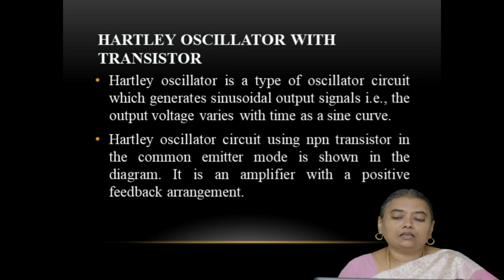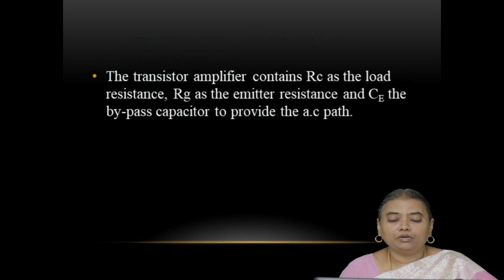Now we are going to see the Hartley oscillator with transistor. Hartley oscillator is a type of oscillator circuit which generates sinusoidal output signals. That is, the output voltage varies with time as a sine curve. The Hartley oscillator circuit using an NPN transistor in the common emitter mode is shown in the figure. It is an amplifier with a positive feedback arrangement.